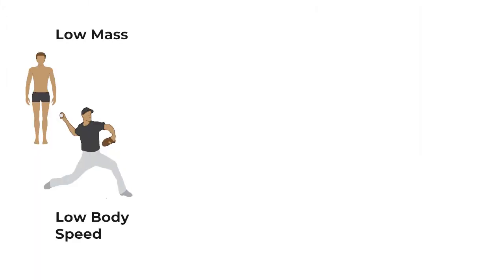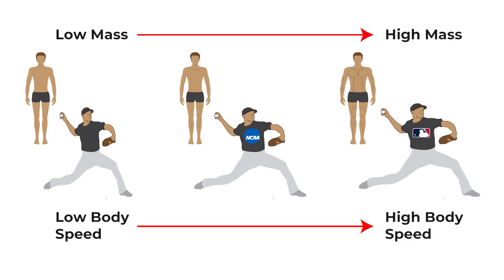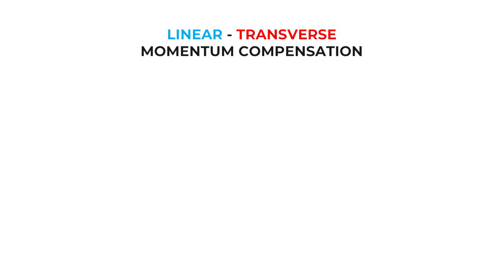Now, the cool thing was when you looked at the momentum relationship. Momentum is mass times velocity. If you want to make a pitcher throw faster, you would think you increase their mass and you increase their velocity. And what we found is that the momentums, even though they were different, the velocities are the same, but there were great effects. And I call this a linear transverse momentum compensation.